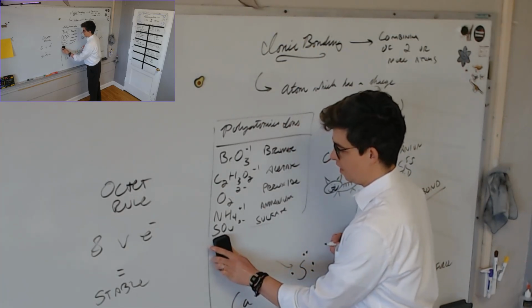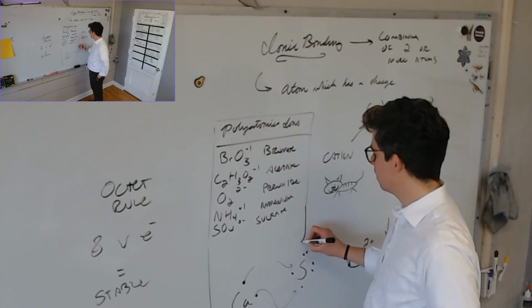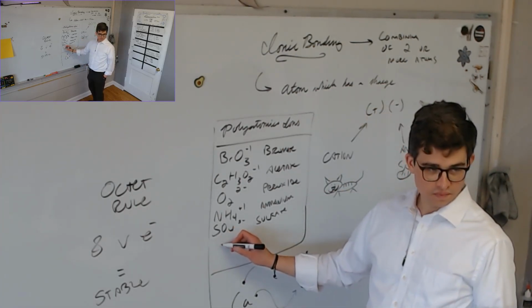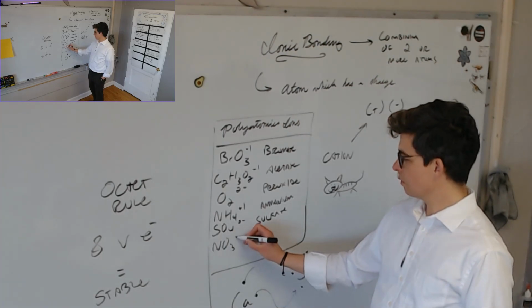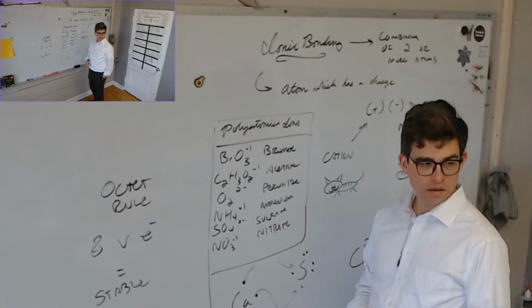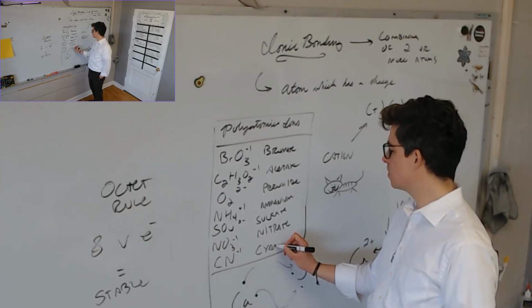Okay. Who else we got left? Another one? Sure. Whitley, I mean. NO3 1- is nitrate. Nitrate. Cyanide. CN 1-. What's true of all of these?